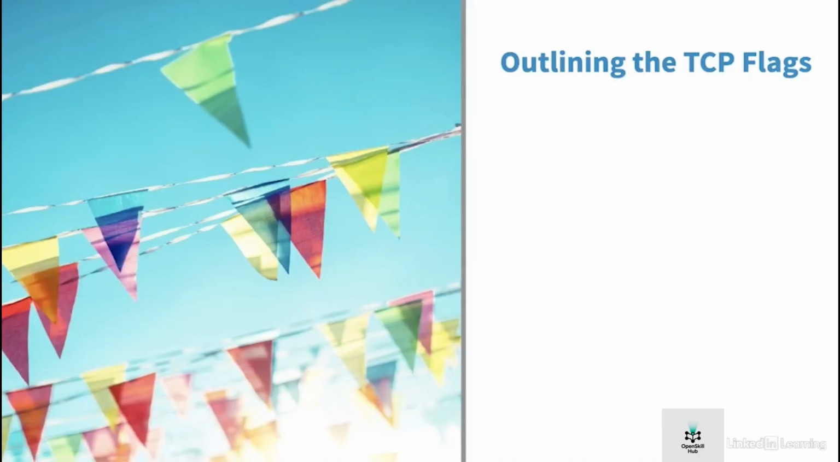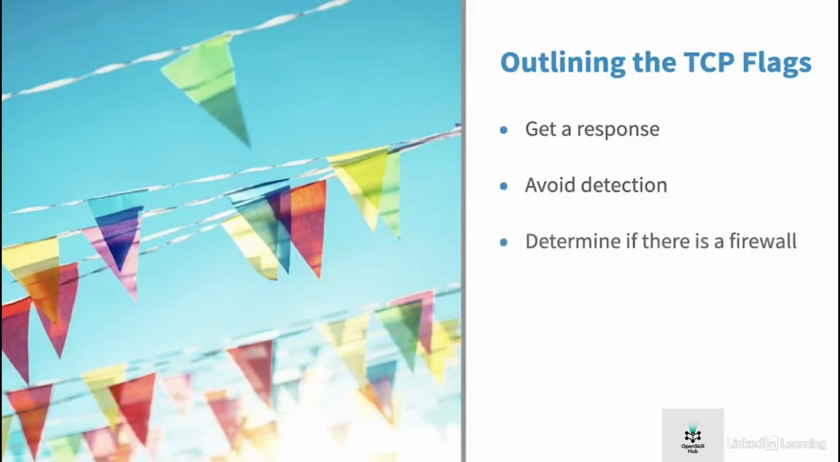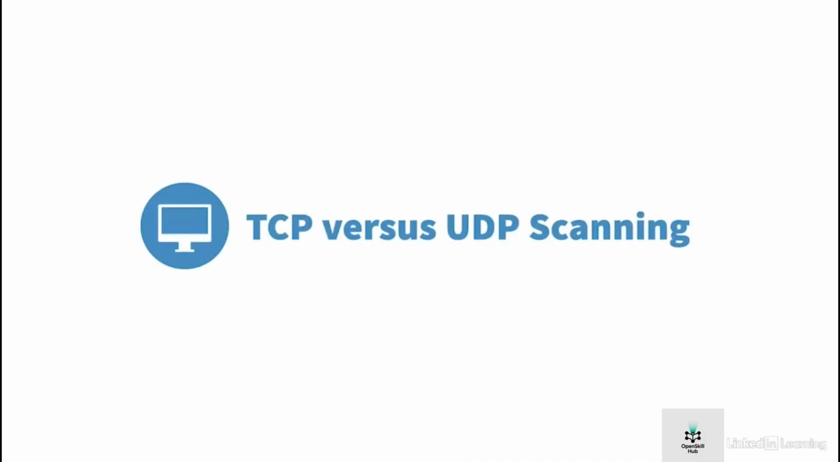Flags help to tell the story of the data transaction. In this segment, we'll learn how TCP flags can be used when scanning to get a response, avoid detection, or determine the presence of a firewall. First, let's compare how the two predominant transport layer protocols, TCP and UDP, are used during scanning.